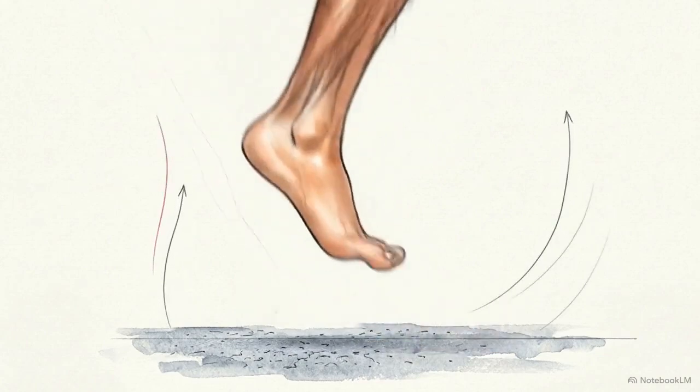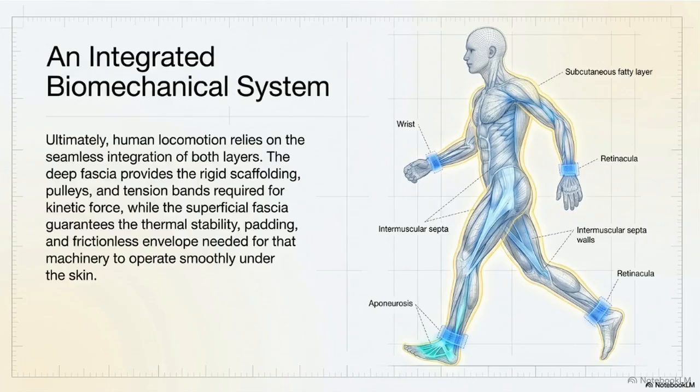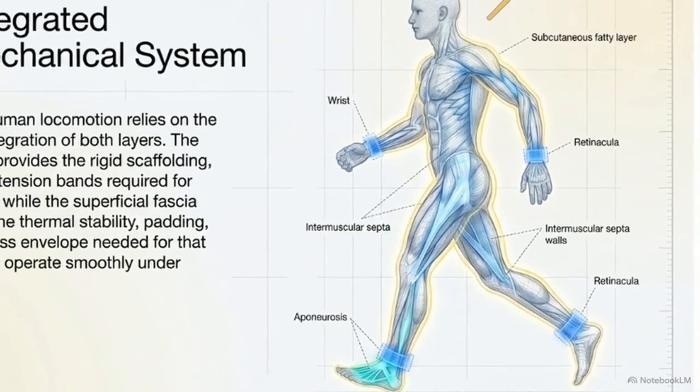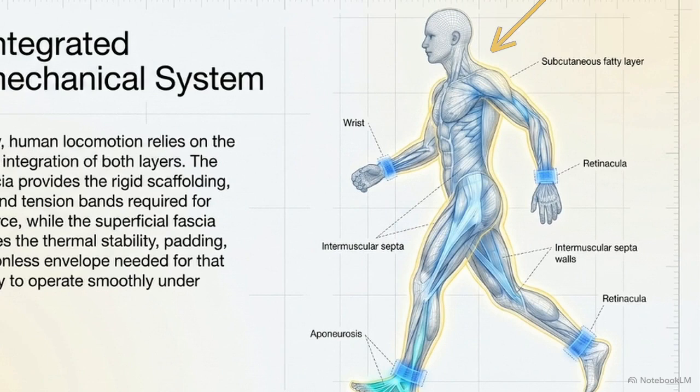Human locomotion relies on the seamless integration of both fascial layers. Deep fascia provides the rigid internal scaffolding and tension bands that engage with every step. Simultaneously, the superficial fascia wraps this machinery, absorbing external friction and providing thermal stability for muscles to fire.